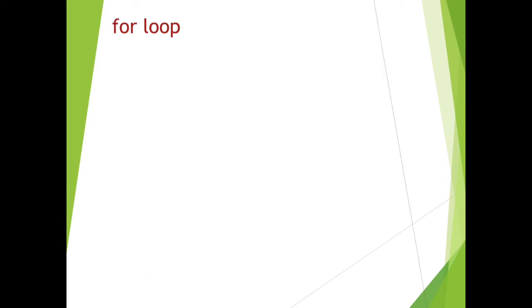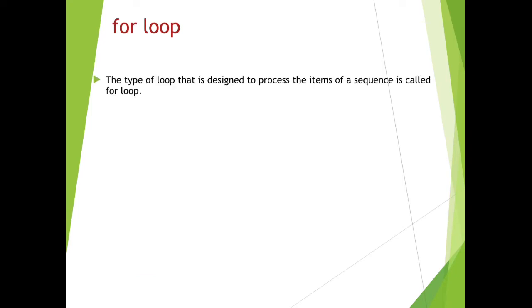So what is for loop? As already discussed, this is the type of loop that is designed to process the items of a sequence. So in case of for loop, there will be some values within a range or some items within a sequence. Until all the items are processed, the parts within the loop will be executed. Let's go through the syntax.